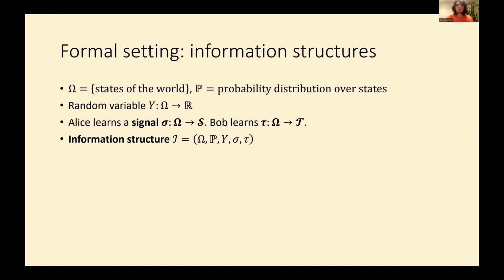Formally, we will say that there is a probability distribution over states of the world, as well as a random variable y, which is what Alice and Bob are trying to estimate. Alice learns a signal sigma, which is her private information about y, and Bob learns a signal tau. Now, together, all of these things constitute an information structure, which fully describes the setting.